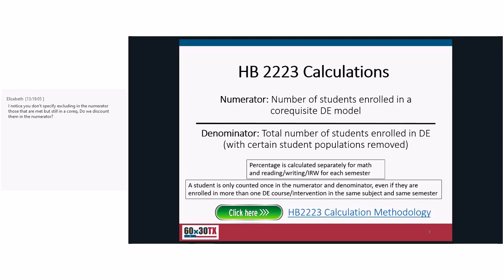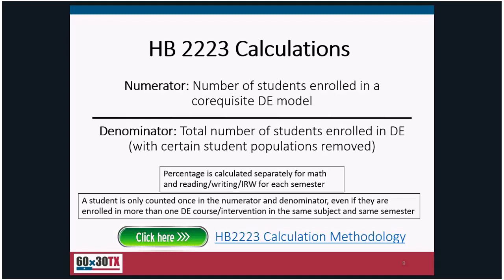Okay, so Elizabeth has a good question about excluding students who are met. And when Keelan talked earlier about the denominator, when it starts with students who are in DE, it says with certain student populations removed, and that would include, in your example, Elizabeth, those who are TSI met but still in a DE, even if they're in a corequisite or not. You're correct, they will not be included in the calculation.